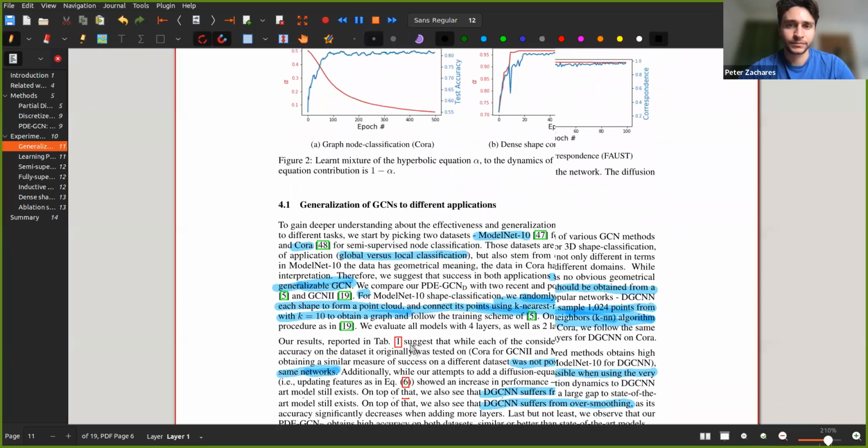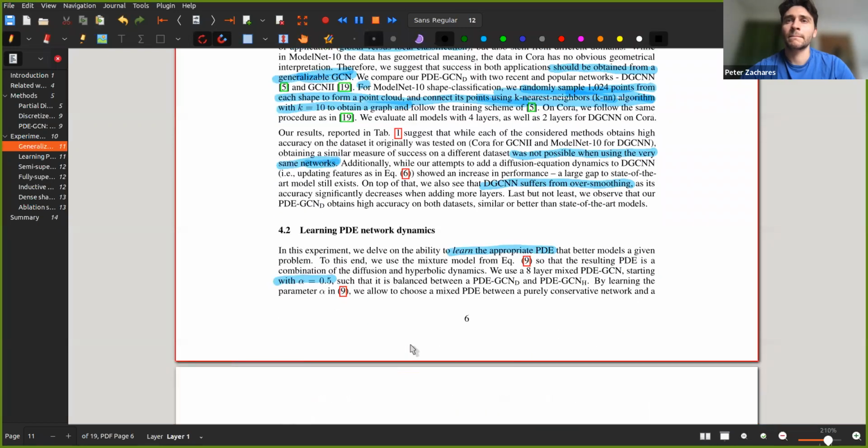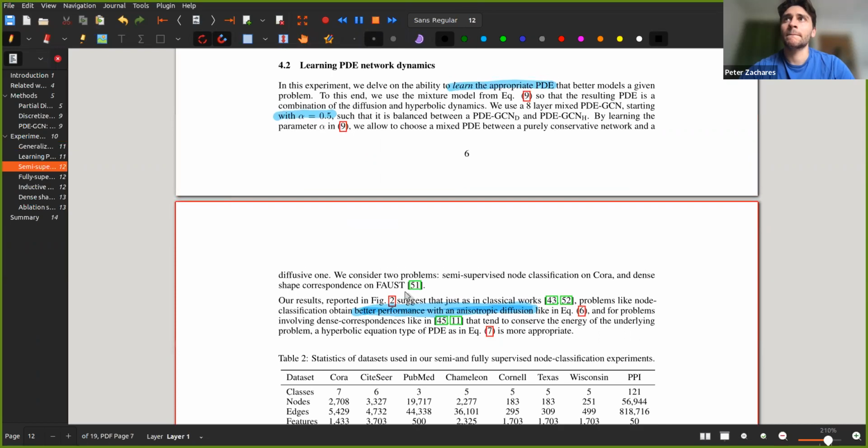And so then they argue that this mixture model is really good because it can be generalizable. So it can work well on this node classification problem and this shape correspondence problem, these local and global classification problems. Yeah, so they learn PDE dynamics by tuning your alpha parameter there in your mixture model.